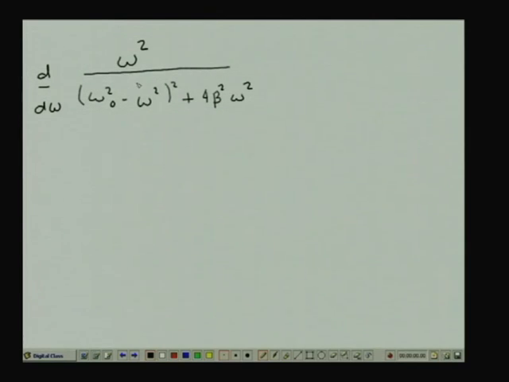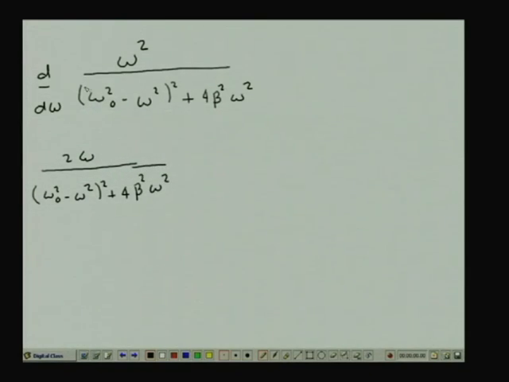If we differentiate the numerator, we get 2 omega, and this is divided by omega naught square minus omega square whole square plus 4 beta square omega square.